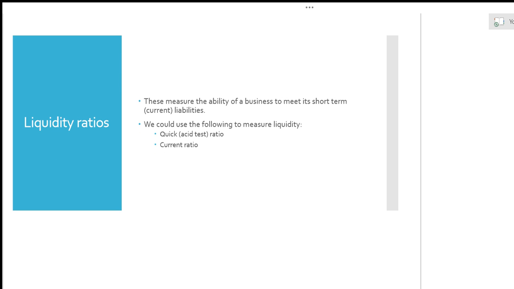Okay, we go on to the next one, which is liquidity ratio. The liquidity ratio is commonly measured, right, on top of profitability, because it measures the ability of the business to meet its short-term current liabilities. Short-term current liabilities include tax liabilities, liabilities for inventory purchases, right? Obviously, a business which is able to meet all those short-term liabilities is considered to be a going concern, at least for the near term, right?